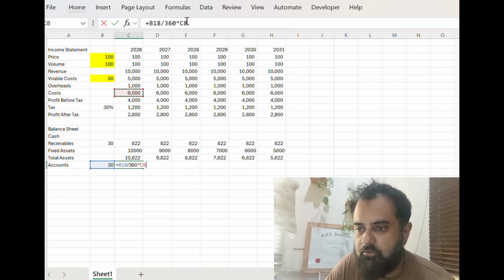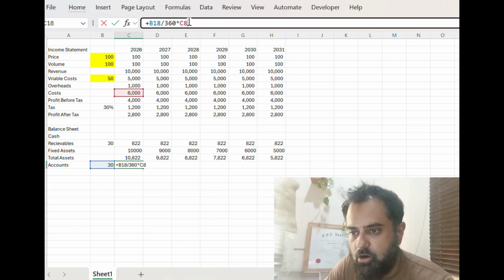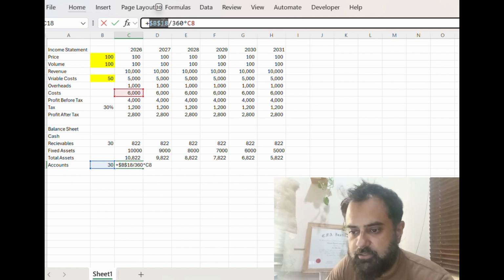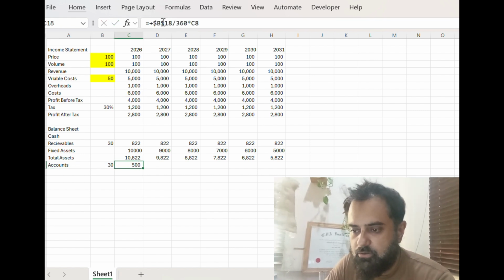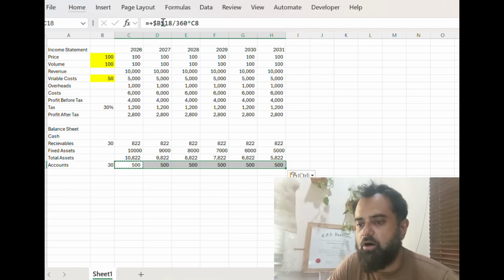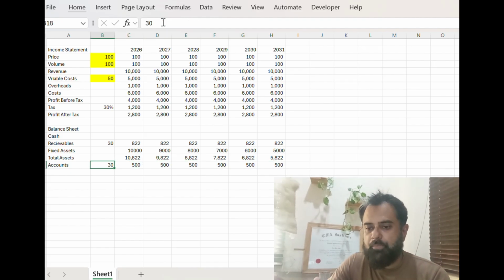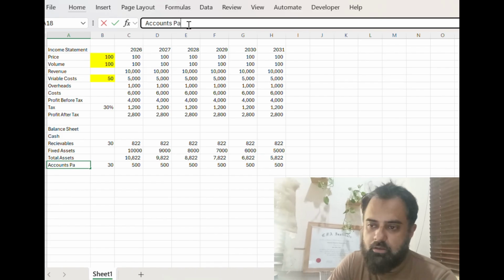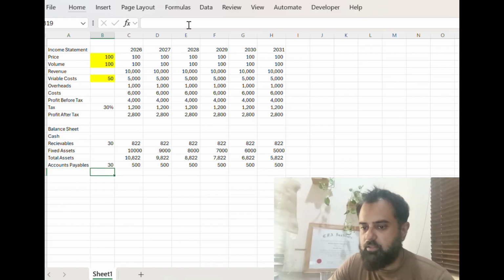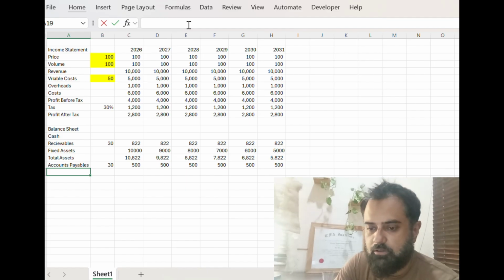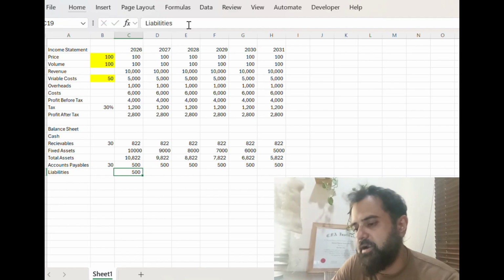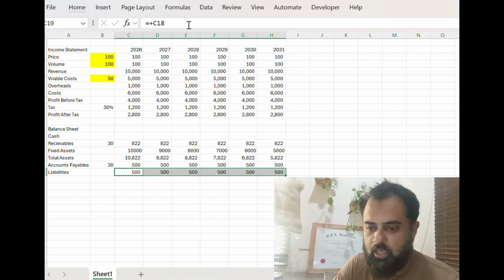So again we'll add the dollar sign to the payable days, and that is it. So $500 worth of payables every year, all right? And this is it. These are all our liabilities. So we'll just write liabilities here. There is no debt, otherwise debt would show up here, as I said.